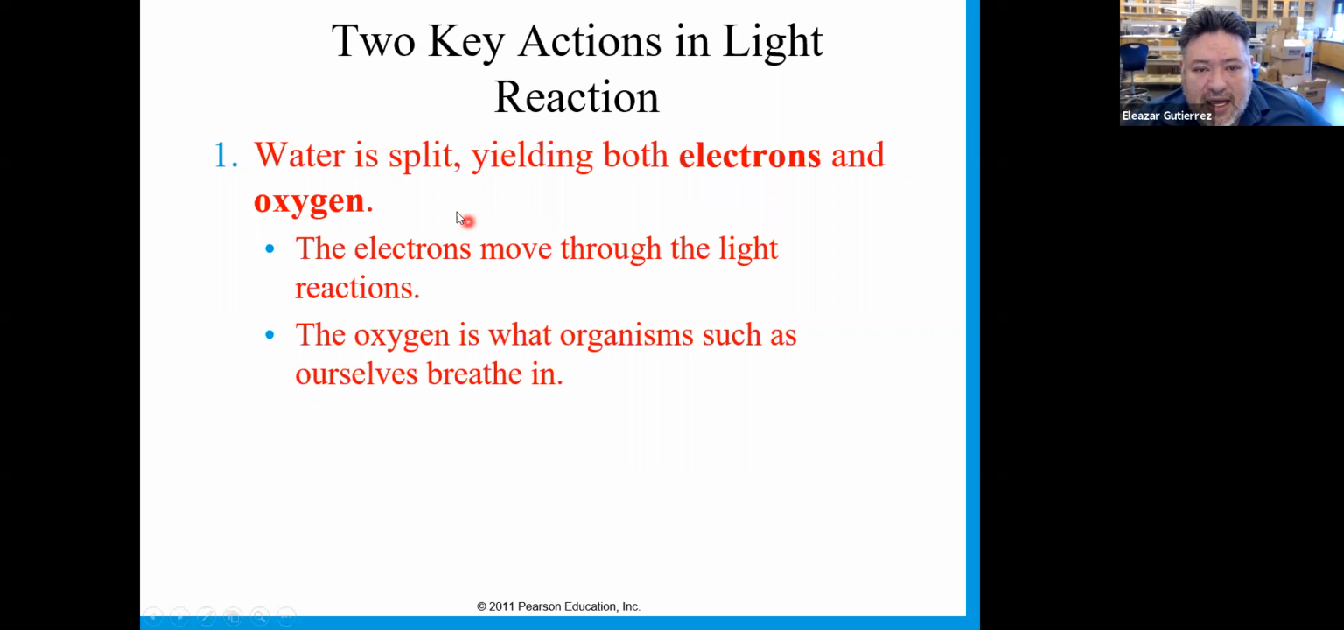So here's the light reactions, okay? Step one, water is split, yielding both electrons, low energy, right, and oxygen. The electrons move through the light reactions, being promoted to a higher energy level when they absorb a photon of light energy, okay? And then the oxygen that comes out is what organisms such as ourselves breathe in. So in the splitting of water, we have harvested low energy electrons that will be promoted by light to a higher energy, and we're producing oxygen that we will use as the final electron acceptor in respiration.